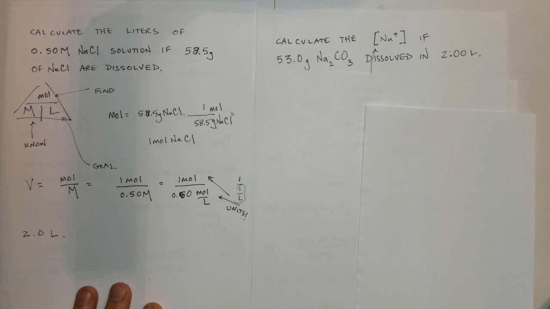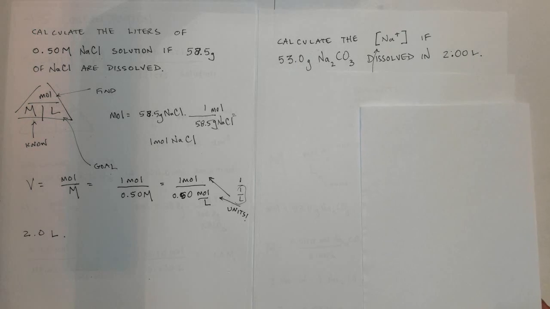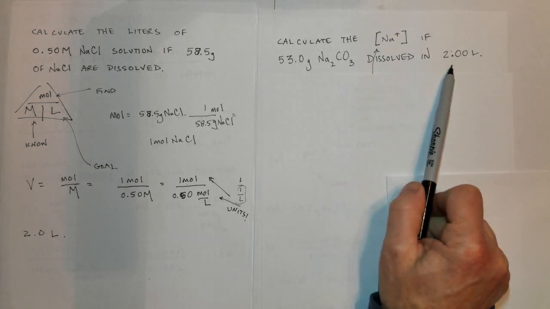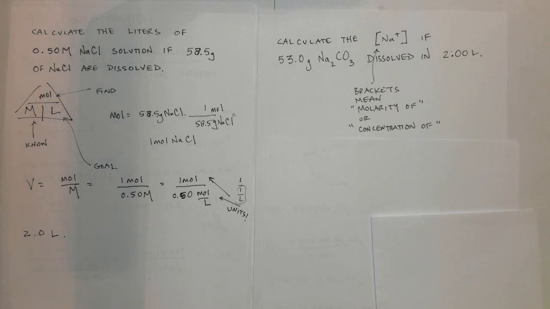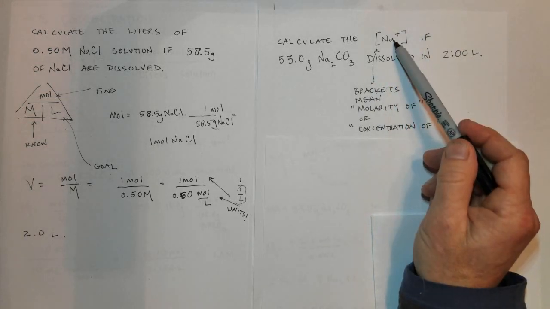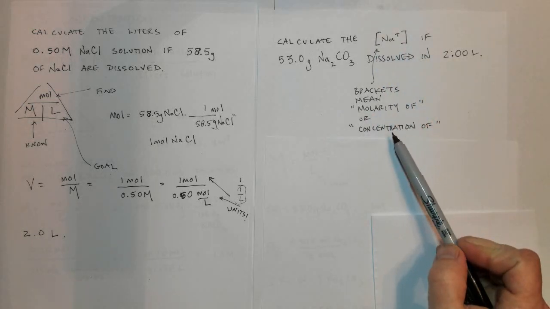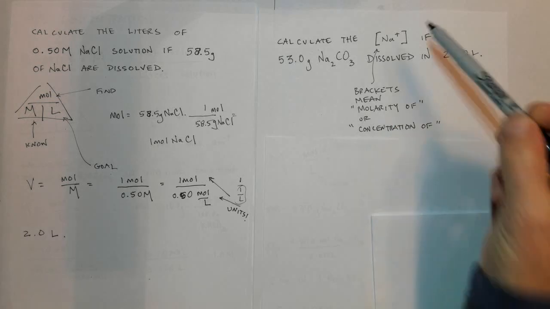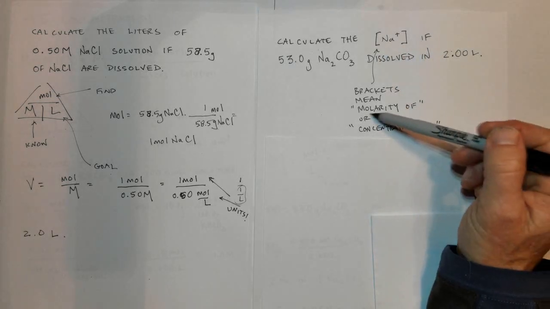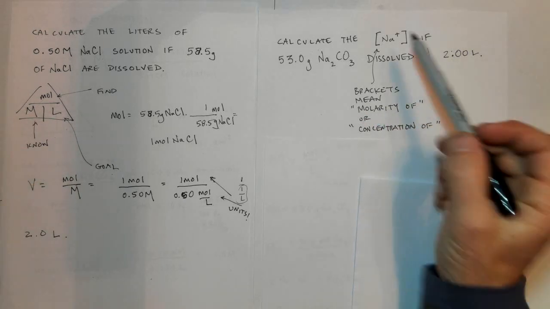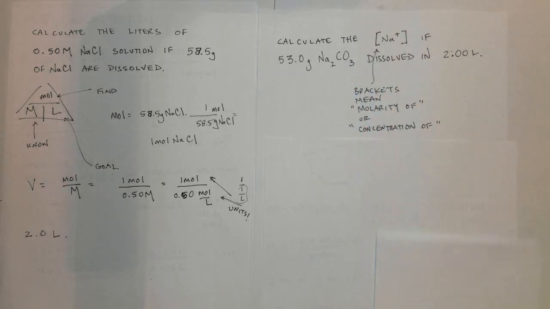All right, let's do a different take on it. This time, this sample problem says calculate the Na plus concentration if 53 grams of Na2CO3 is dissolved in 2 liters. So these brackets, when they have a species or a formula written in them, always mean the molarity of, or the concentration of. So if you see something with brackets around it, always know that that means the molarity. So we want to know the molarity of just the Na plus in the Na2CO3.